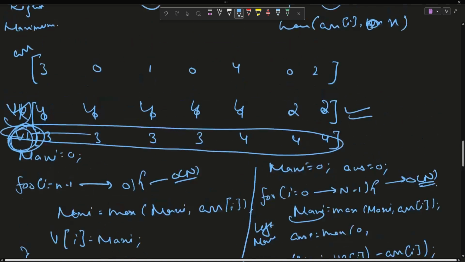Why O of n? Because of this VR, and that is why I avoided VL, to avoid the extra O of n space. You can use that, the time and space complexity will not vary, but still it is a better optimized version, right? So I hope you're getting the point, and I hope you're ready to code it down.